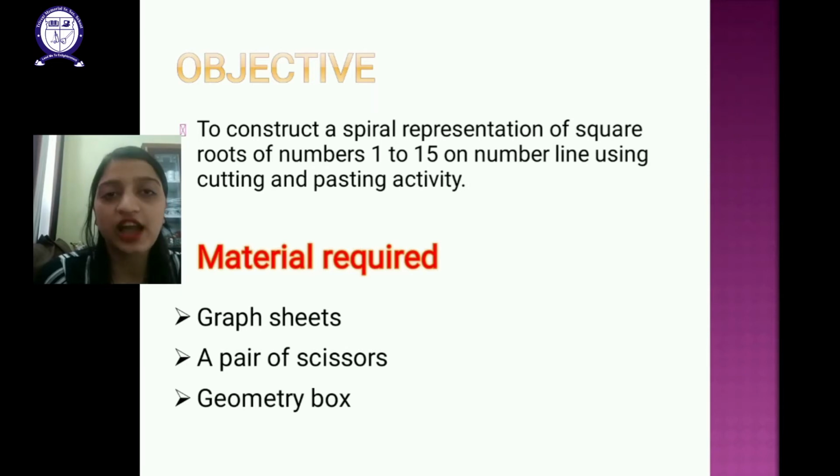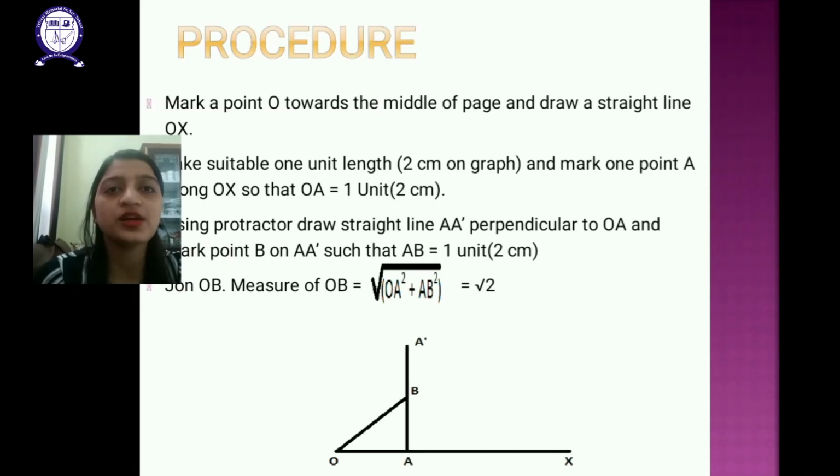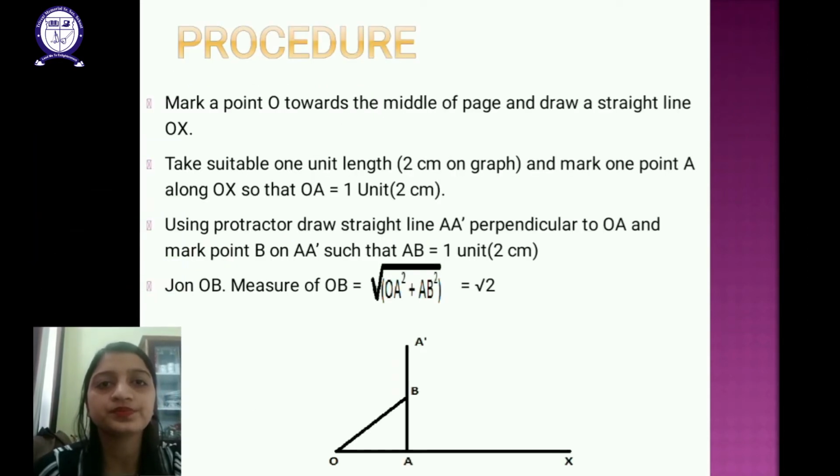So let's come to the material required for this activity. The first one is graph sheets, second is pair of scissors, and third is your geometry box. That means your pen, pencil, ruler, eraser, protractor, compass, all these things you will be needed in this practical. So now starting with the practical, coming to the procedure.